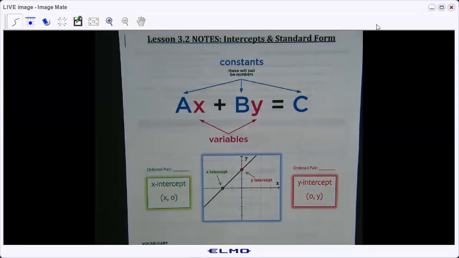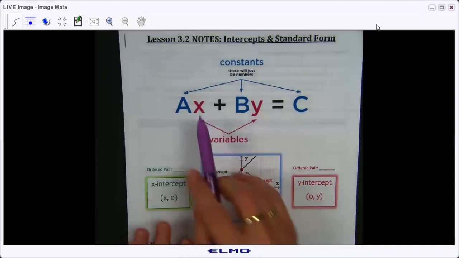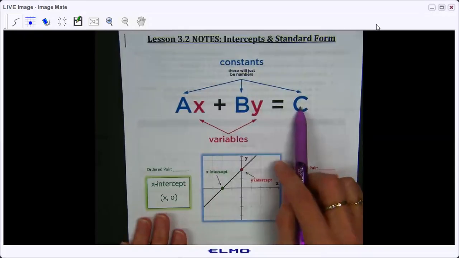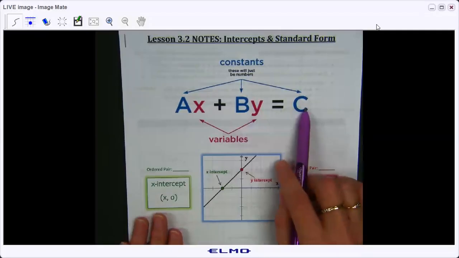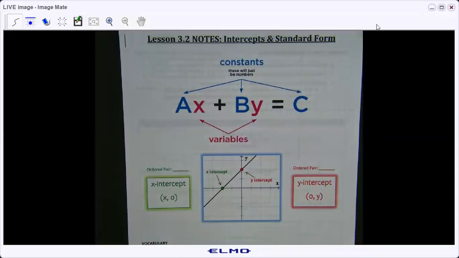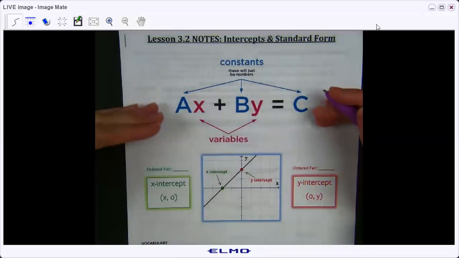And so we could have an equation that's 2x plus 3y equals c, where 2 would be your a, 3 would be your b, and what did I say c was? 2x plus 3y equals 4. We'll say c is 4. And you will use this equation to find your x and your y intercepts.